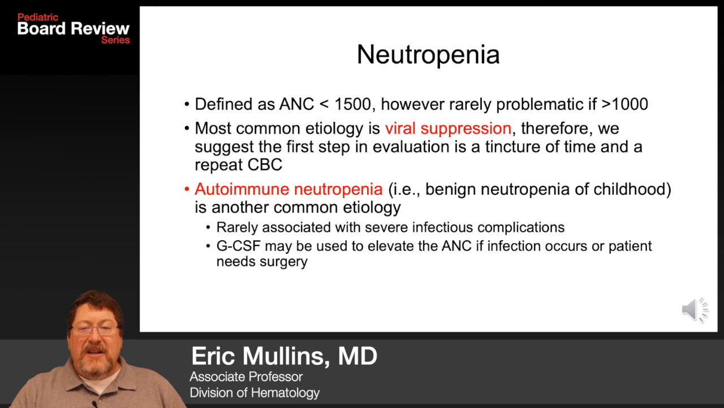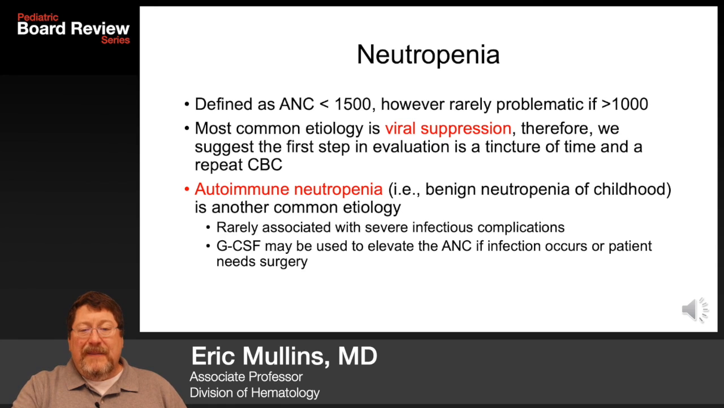I don't believe I included this in the lecture, but there's also an entity known as ethnic neutropenia. African Americans as a group tend to have a lower ANC than other ethnic groups. This is associated with Duffy null status. So Duffy is a blood group antigen, and if they don't have this Duffy antigen on their cell surface, they tend to have a lower neutrophil count than those that do.